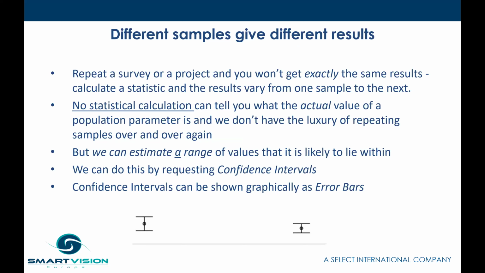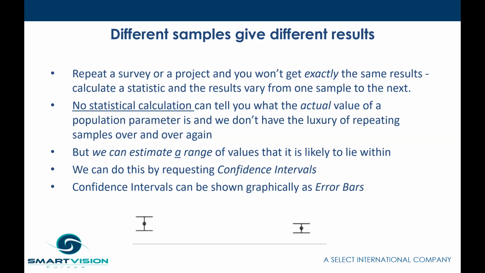You calculate a statistic and the results vary from one sample to the next. No statistical calculation can tell you what the actual value of a population parameter is, because we can't see the population. It's kind of unknowable. And we don't have the luxury usually of repeating samples over and over again. But it turns out we can estimate a range of values that it is likely to lie within. And one way to do that is by requesting what are called confidence intervals.